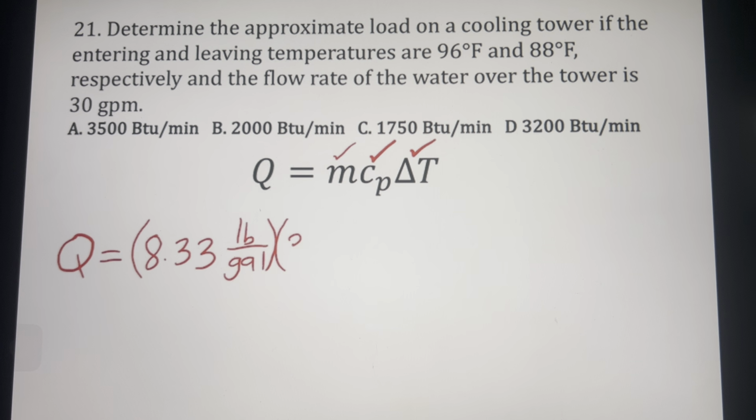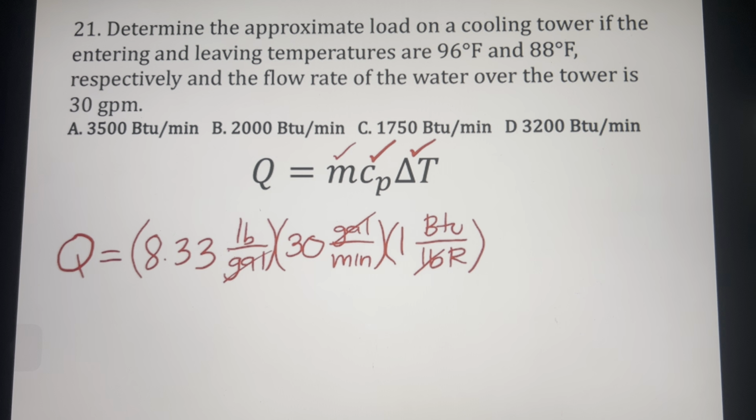Which is 30 gallons per minute. Cancel, so we have the mass. The specific heat of water in the English unit is 1 BTU per pound Rankine. And the change of temperature is 96 minus 88. That's a change in Fahrenheit, which is also the change in Rankine. So our load is in BTU per minute.